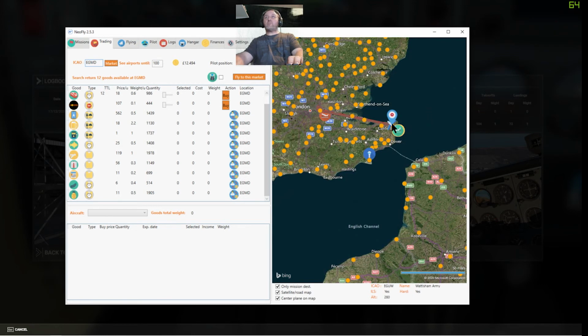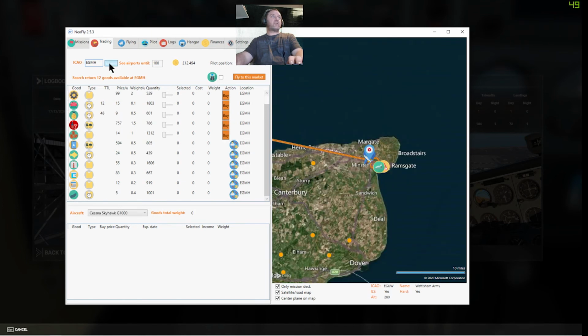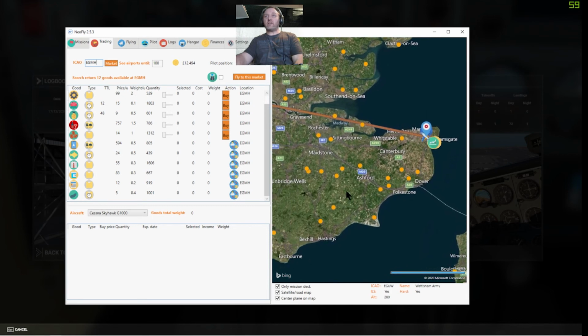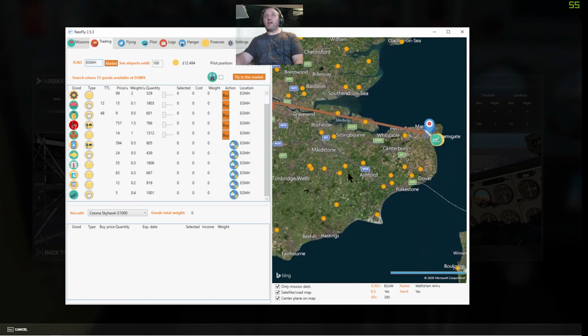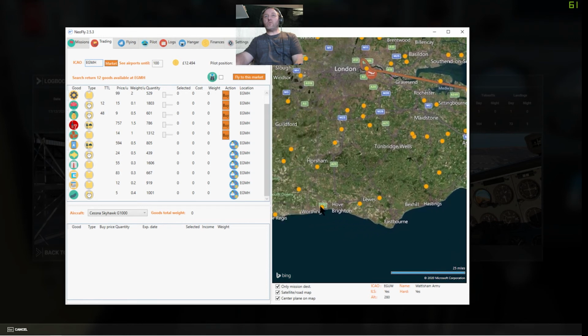Now if I go back, so they're buying fruit at 11, and we're buying it at 9, so you could make 2. That's probably not much in the big scheme of things. You might make a little bit on that, but you want to try and do something a little bit more worthwhile.